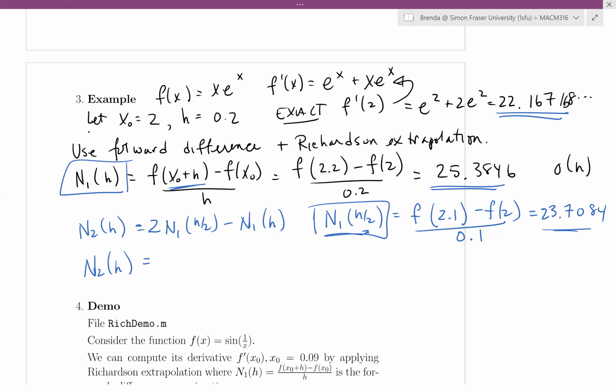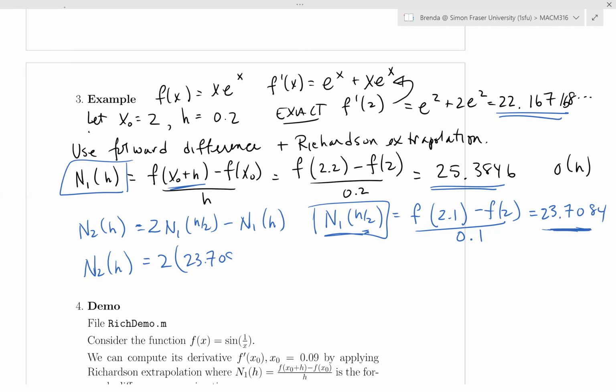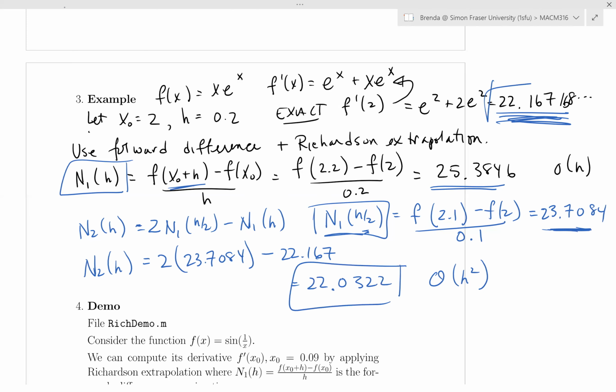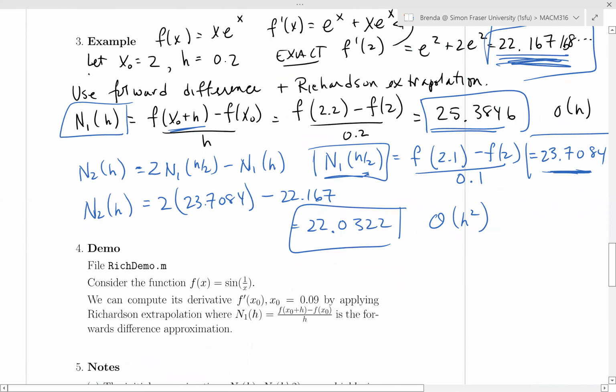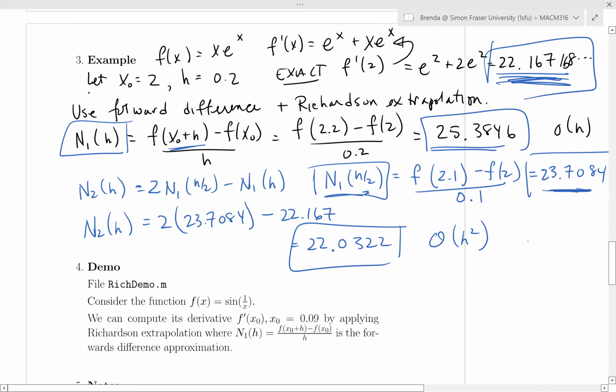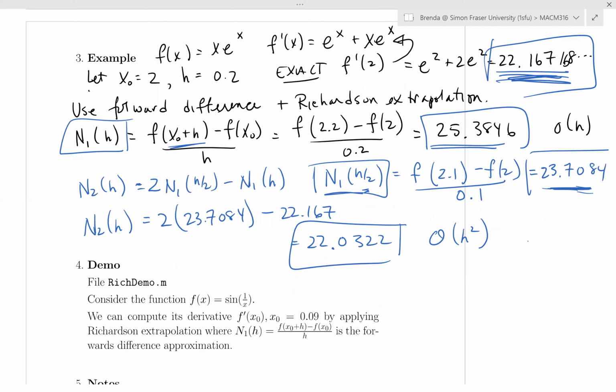I'm going to take 2 times N1 of H over 2. That's this number right here, 23.7084. And I'm going to subtract from that my original estimate, that guy right there, 22.167. And I get 22.0322. This is an O of H squared approximation. And look at how much better it is. Look at how much better it is. For almost nothing. I just had to do the same thing twice.